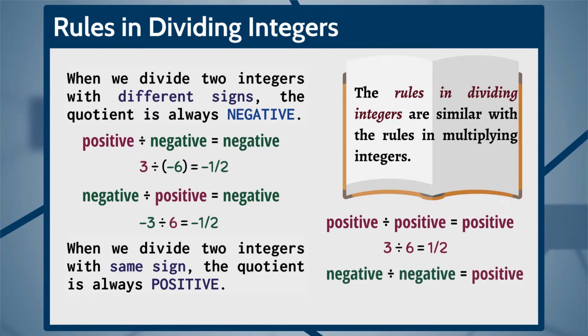Also, a negative integer divided by a negative integer is equal to a positive integer. Here's an example. -3 divided by -6 is equal to 1/2. The signs are the same, so the quotient is positive. Let's apply the rules to solve the following examples.